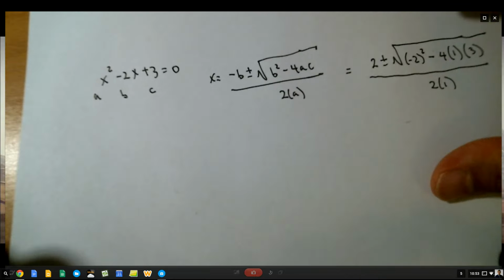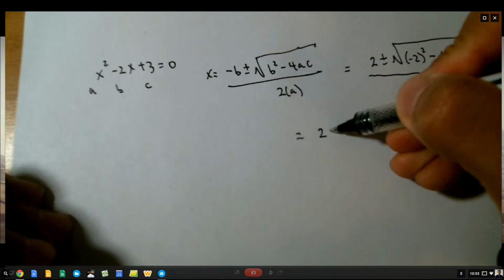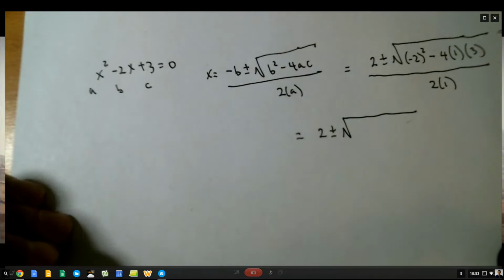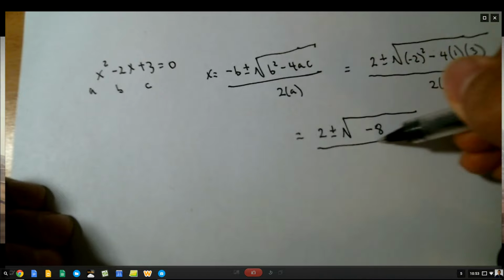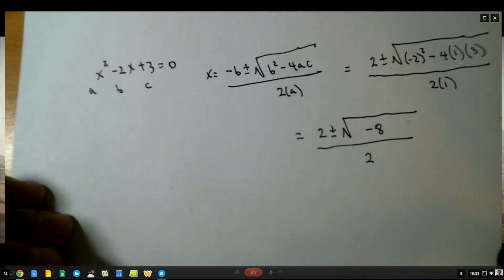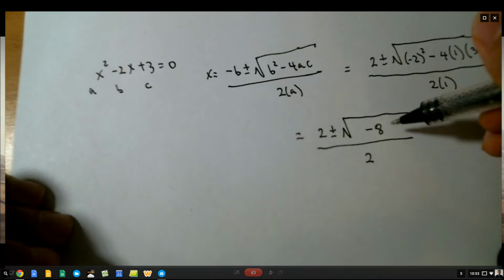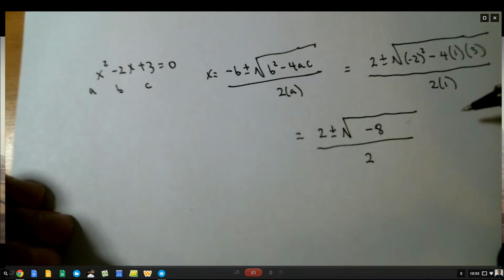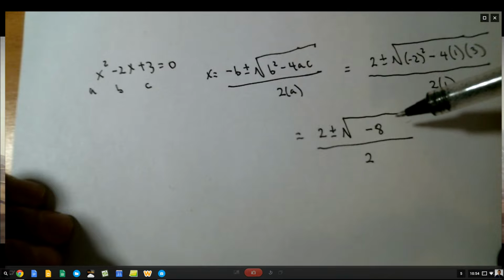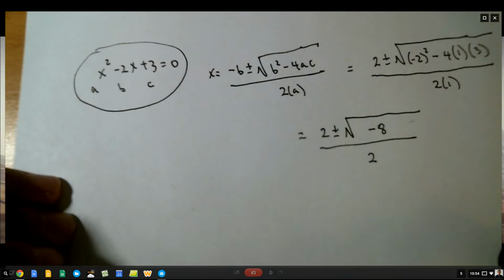Now let's simplify this a little bit. So I'm going to rewrite this as 2 plus or minus, and let's simplify the inside. What is negative 4 times 3? Negative 4 times 3 is negative 12. Negative 12 plus negative 2 squared, which is 4. So negative 12 plus 4 is negative 8, all over 2. Now notice that it's negative 8. So right there we can tell there's going to be an imaginary number. If it's going to be an imaginary number, we know that there are no real solutions for this equation.